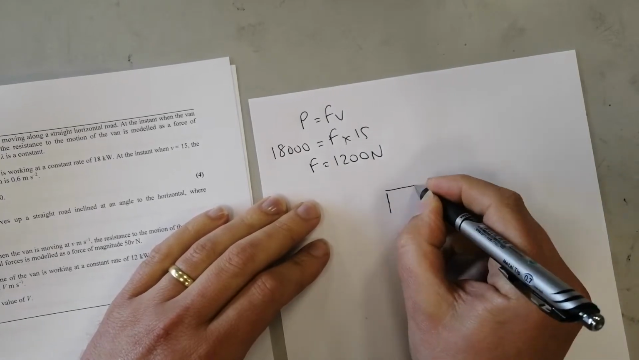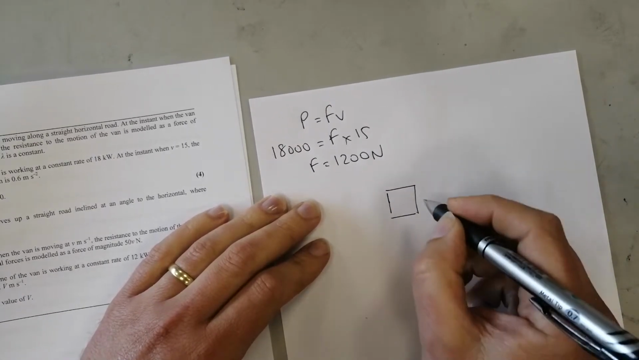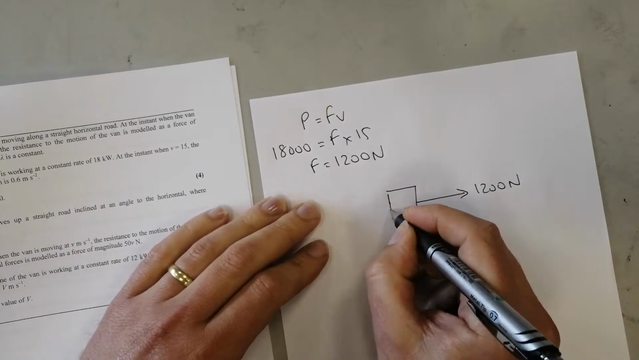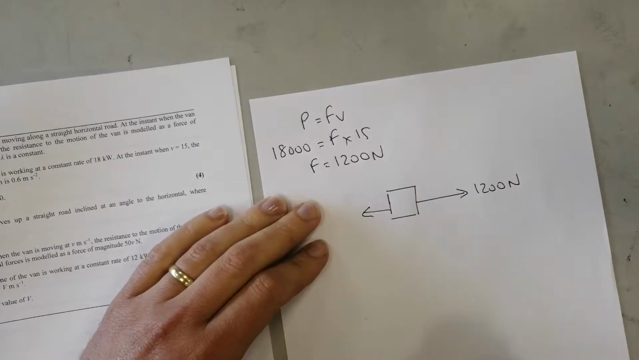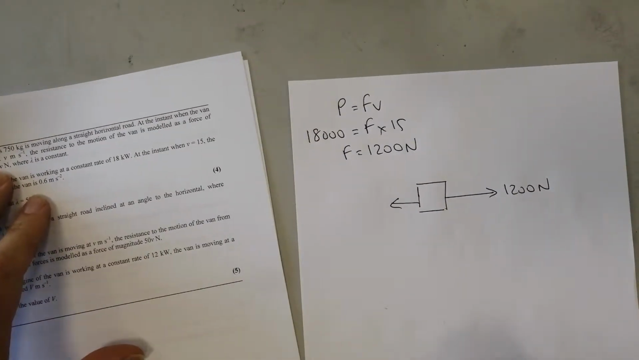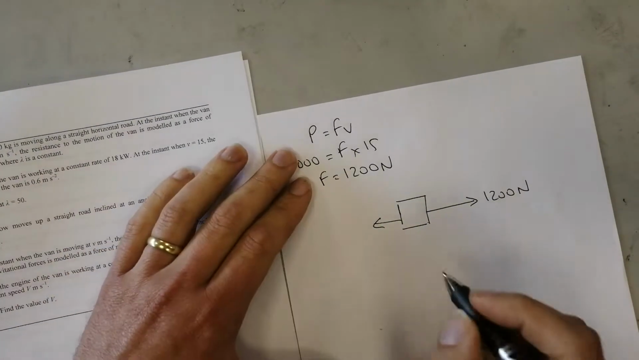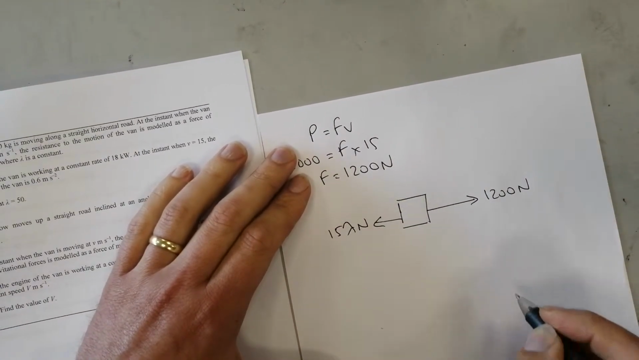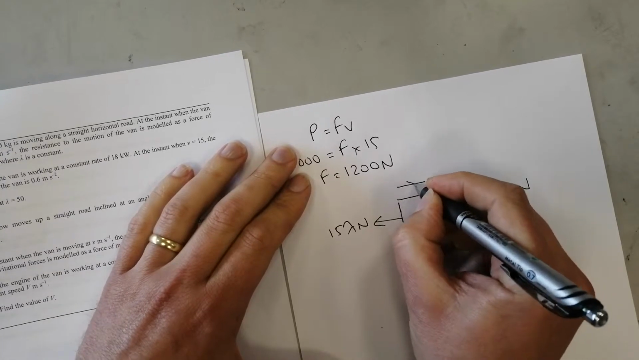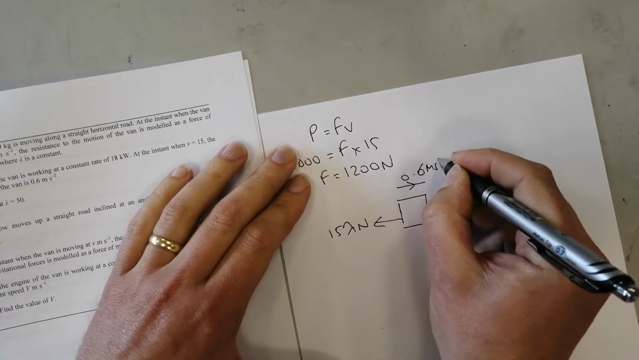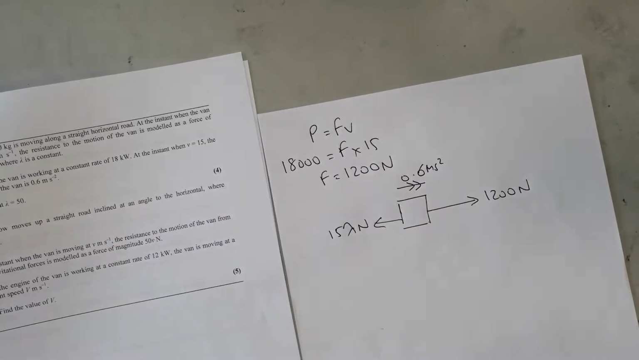If we now draw a picture, there's our van. It's got a 1200 newton force pulling it. The resistance is equal to lambda v newtons, and since v is 15, that's going to be 15 lambda newtons that way. It's accelerating at 0.6 meters per second squared.